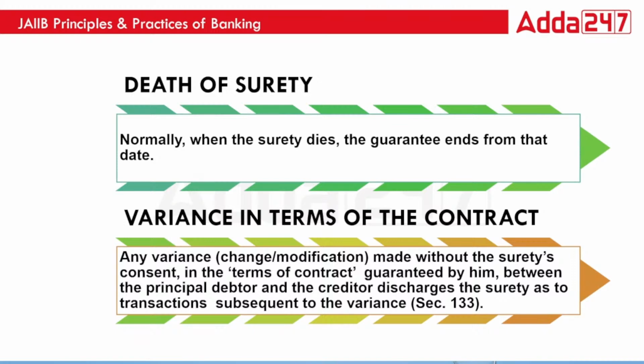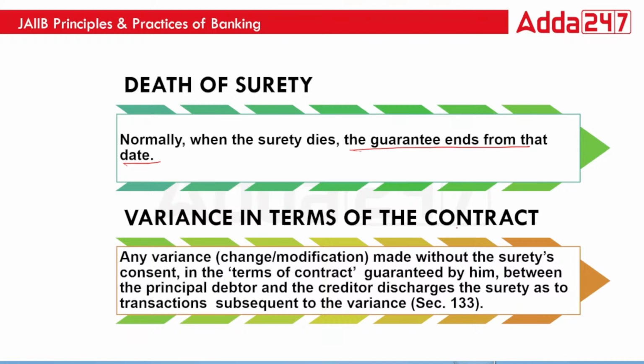What happens when a surety dies? That is, the guarantor dies. When a guarantor dies, the guarantee ends from that date. So what will the bank usually do? The bank will either ask the customer to close the loan, or it can ask for some other guarantor in that case. Because if the person who gave the guarantee is no more, then that guarantee ends from the date he died.